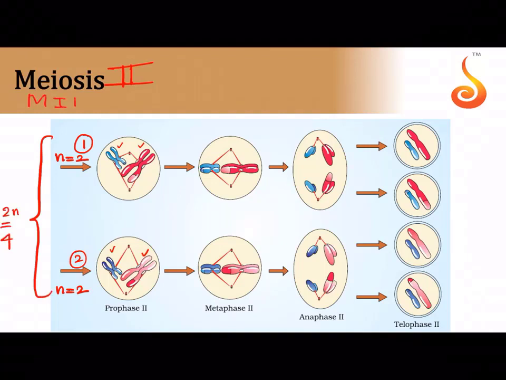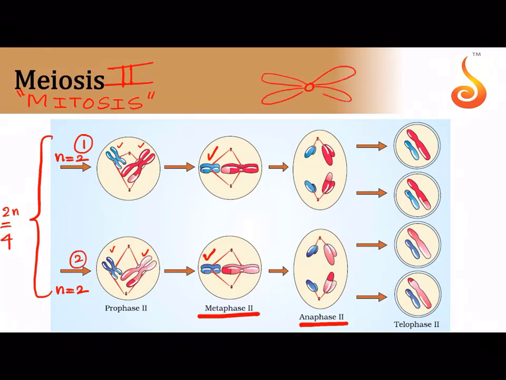Now meiosis 2 is exactly like mitosis, except that there is no duplication of chromosomes. See, during metaphase 2, they are aligning at the equator, double line or single line? Single line. During anaphase 2, the centromere is splitting. When they are aligned at the equator, the centromere is splitting. When the centromere splits, these two sister chromatids get pulled up, and these two sister chromatids get pulled above. This is exactly like what we saw in case of anaphase of mitosis.